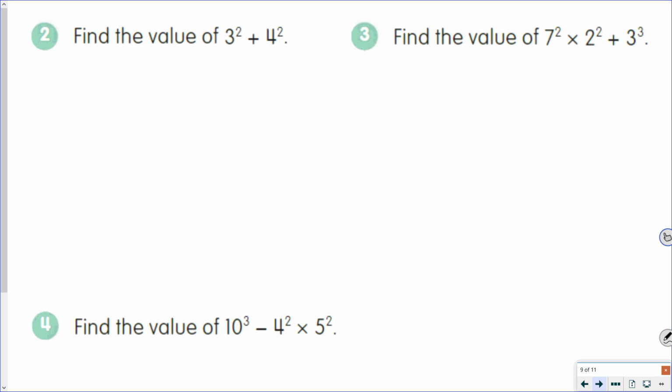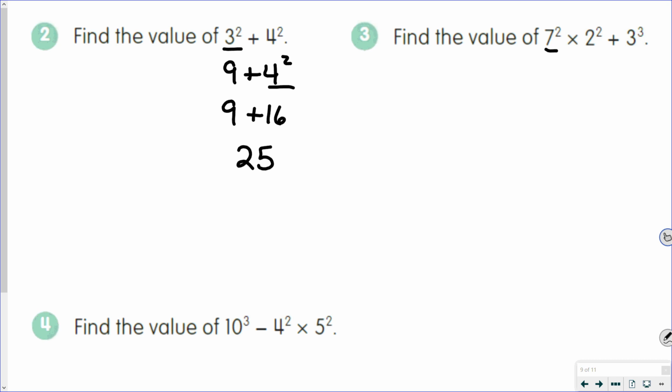So if we want to find the value of 3 squared plus 4 squared, we don't have any parentheses, but we do have exponents. 3 squared is 9. Then we do 4 squared, which is 16. And 9 plus 16 is 25.